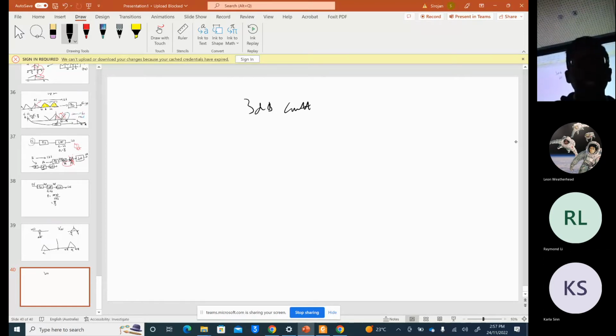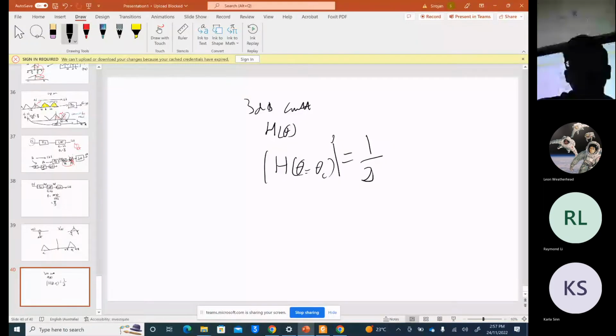So if you are given H(theta), how to find the 3 dB cutoff frequency? The cutoff frequency theta equal to theta c should be equal to half the power, where the modulus squared has to be half of H(theta) at 0.